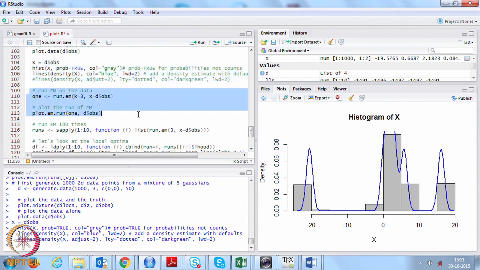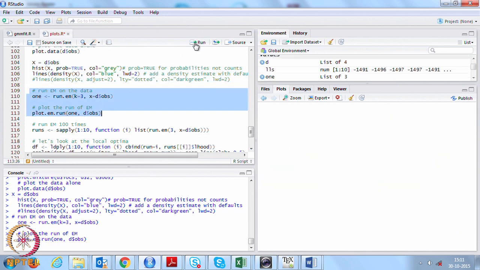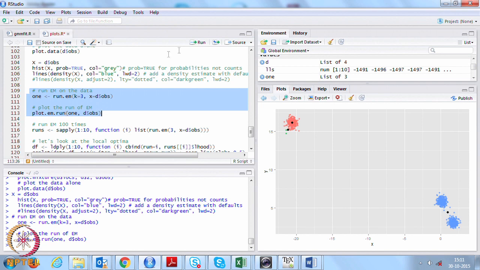If I run EM once, right. So, this time EM did not do well. You can see what happened. The means that it inferred were 2 of them here and the third one here. Because these 2 clusters are very close together, it assumed that they are being generated from the same Gaussian, right.